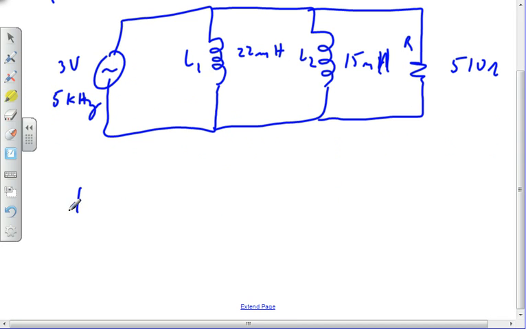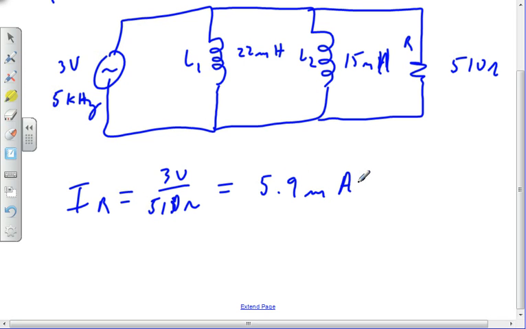Okay, so the current through the resistor is 3 volts divided by 510 ohms. All right, well, that was easy. 3 divided by 510, call it 5.9 milliamps. What, volts? No. 3 divided by 510. Yeah, 5.9 milliamps.